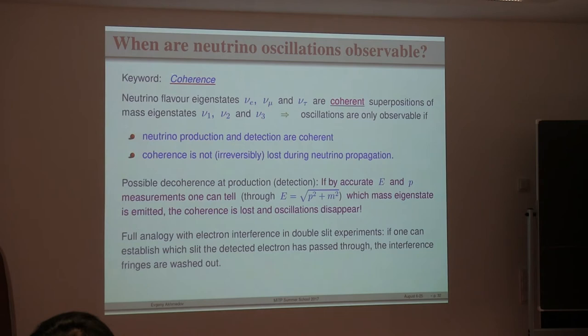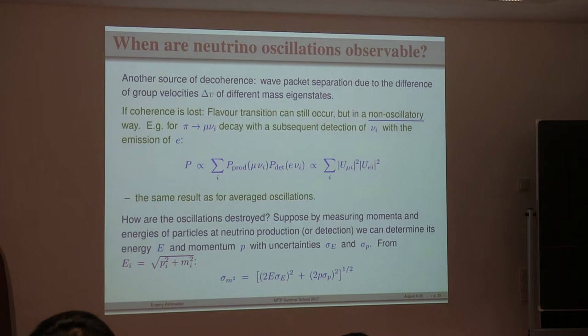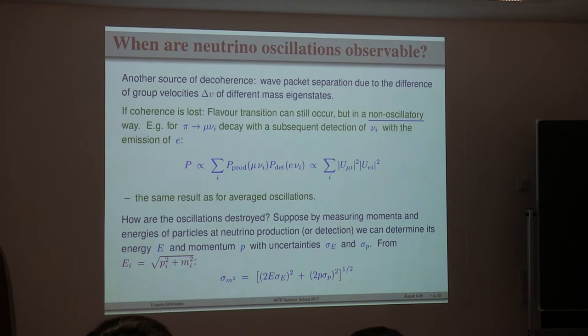Let me elaborate on this. How can coherence be destroyed at neutrino production, for example? Assume we have some production process and we measure the energies and momenta of all particles participating in the production with good accuracy or some accuracy. Then we can extract, using energy and momentum conservation, the neutrino energy and momentum also with some accuracy. We cannot extract it exactly because of the energy-time and momentum-coordinate uncertainty for localized processes.